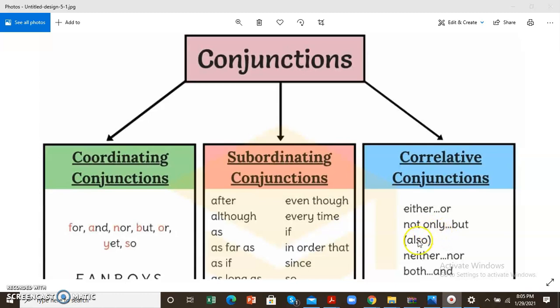I hope the discussion today on conjunctions has helped you a lot in understanding the word and how you can combine two short sentences by using conjunctions, whether they are subordinating conjunctions, coordinating conjunctions, or correlative conjunctions, and how they empower your meaning and make your meaning stronger and your sentences more impactful.